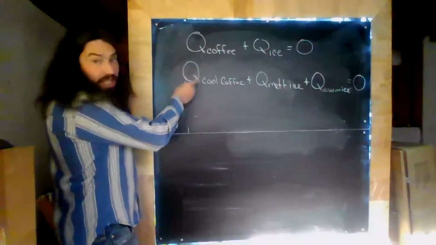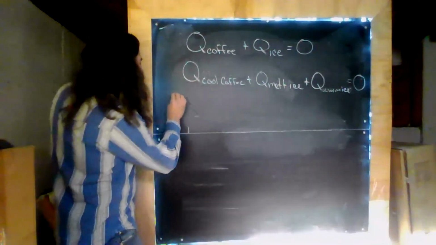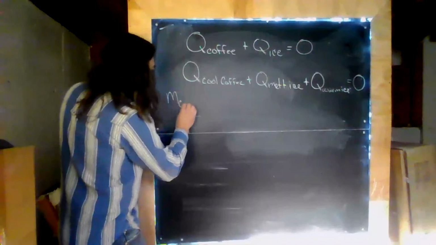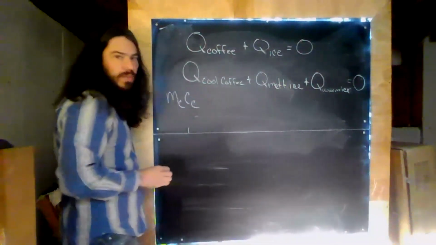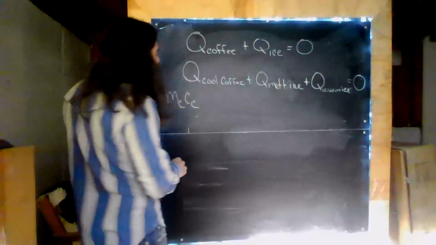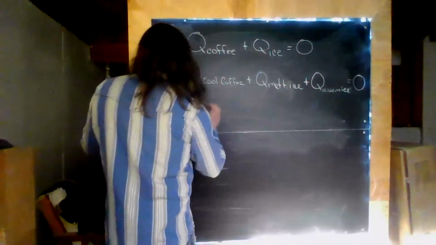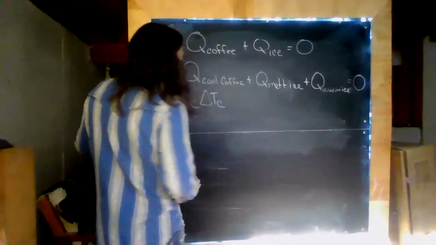Q, this is a change in temperature. So this is an MC delta T. And so this needs to be mass of the coffee, C coffee. We'll just assume that C coffee is the same as C water. C of the coffee times delta T of the coffee.